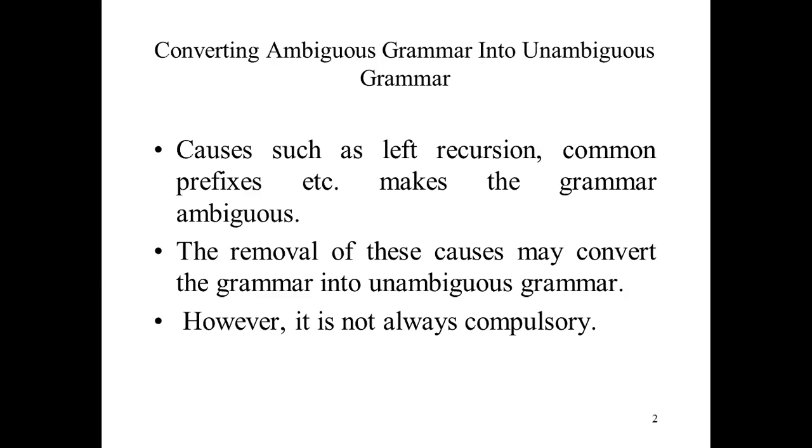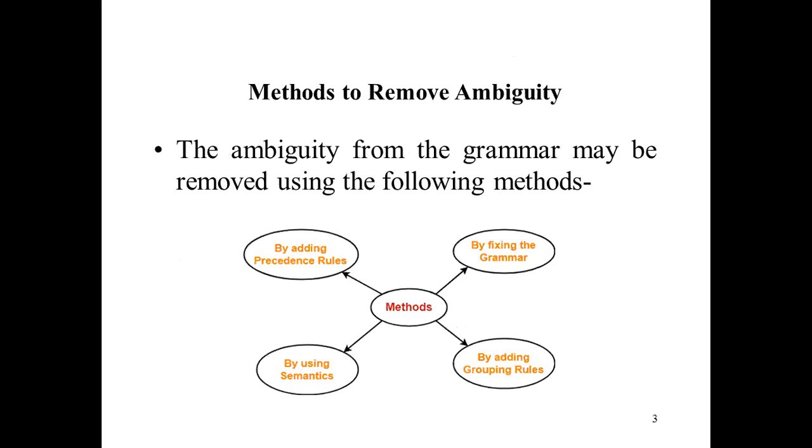Sometimes we can get the unambiguous grammar, or sometimes we increase the level of the errors. Okay. So then there are a few methods to remove the ambiguity. So how will you remove the ambiguity? There are a few methods. First is by adding precedence rules.